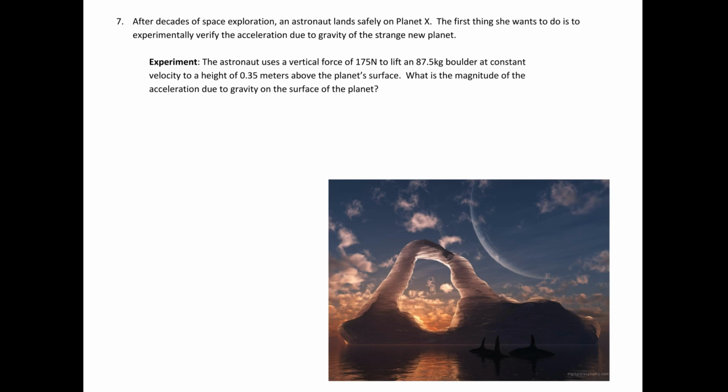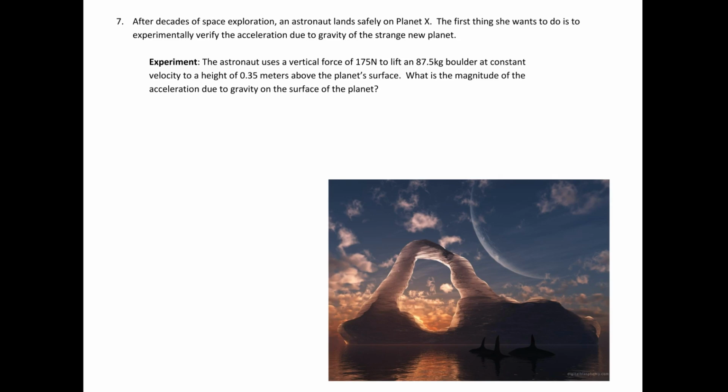Number 7. After decades of space exploration, an astronaut lands safely on Planet X. The first thing she wants to do is to experimentally verify the acceleration due to gravity on this strange new planet. Her experiment: the astronaut uses a vertical force of 175 newtons to lift an 87.5 kilogram boulder at constant velocity to a height of 0.35 meters above the planet's surface. What is the magnitude of the acceleration due to gravity on the surface of the planet?